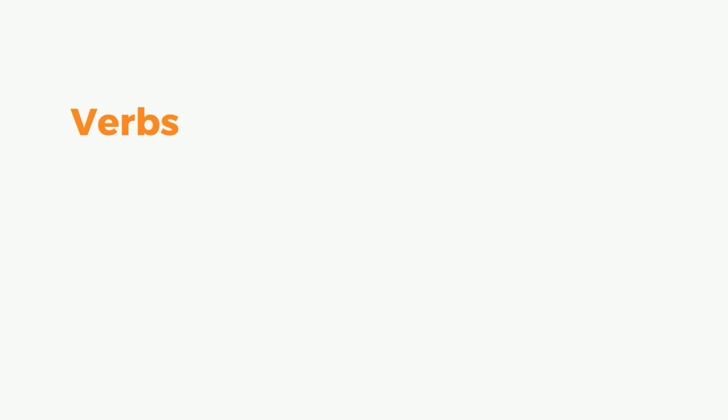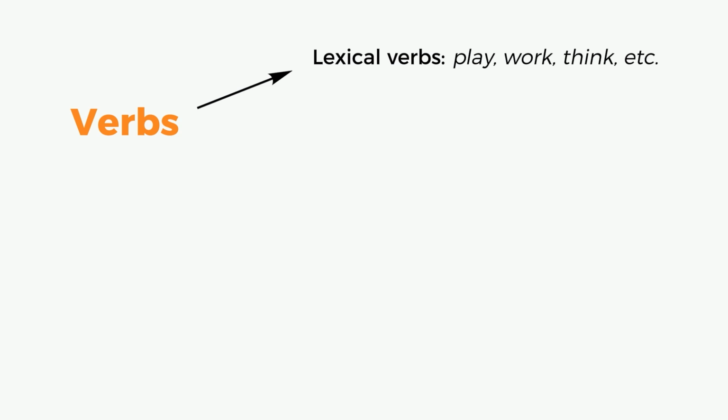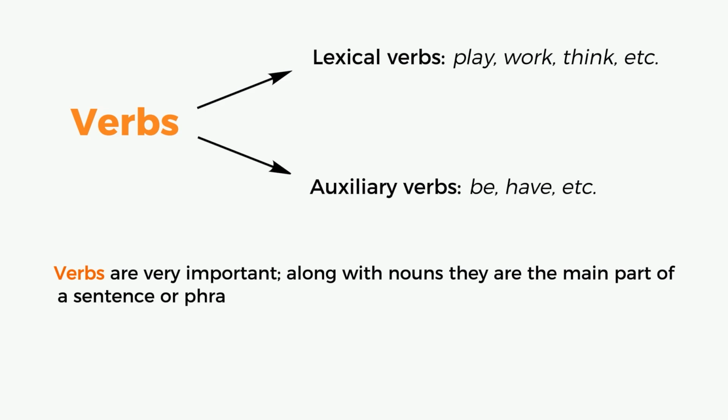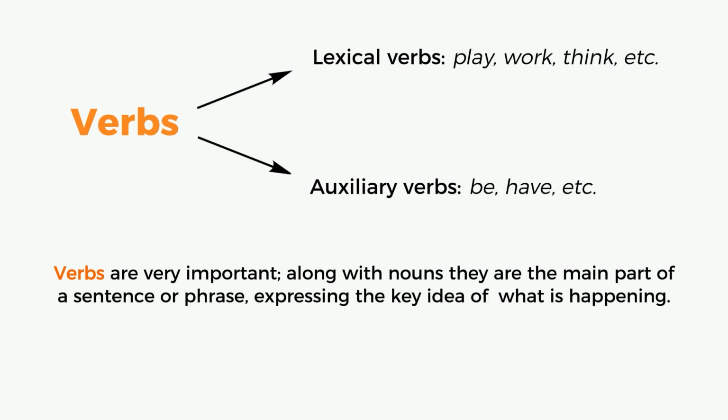Generally, verbs can be treated as two different parts. Lexical verbs, for example, play, work, think. Auxiliary verbs, such as be, have. Verbs are very important. Along with nouns, they are the main part of a sentence or phrase, expressing the key idea of what is happening. Without verbs, it is impossible to communicate our thoughts coherently.